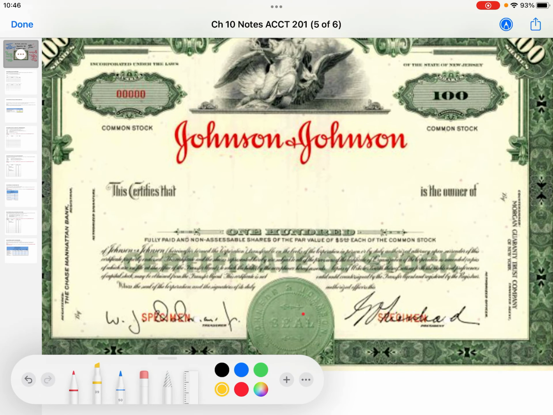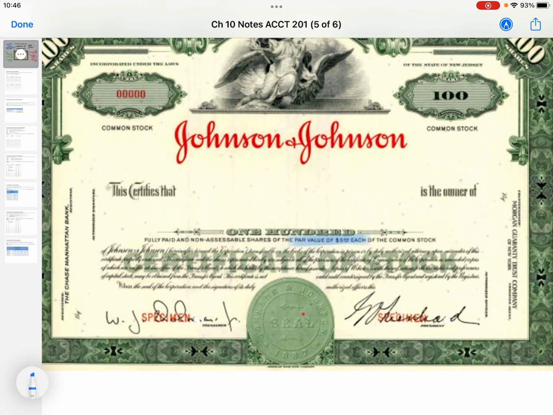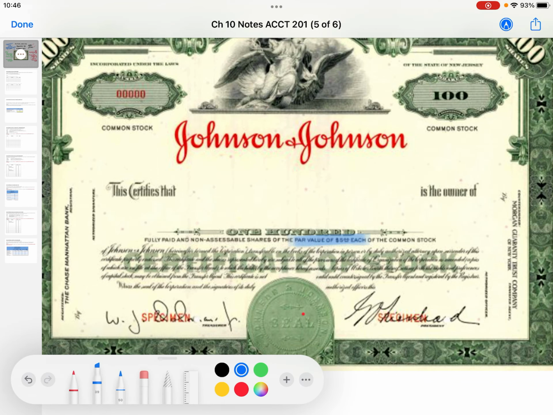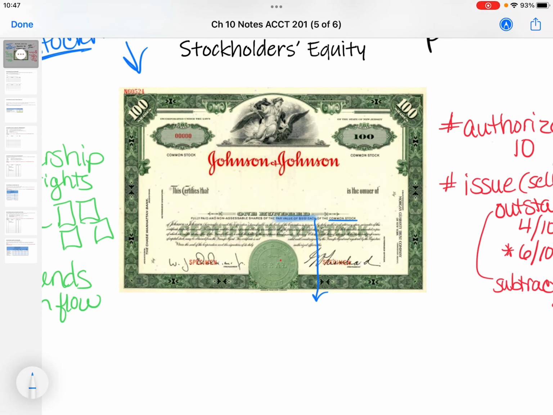So let me highlight this. I'm not sure if it's going to show up, but there's the par value. It says $5 each. So this is a share, this is common stock here. So I can see that this says common stock. So let's write this down here so that we can see this. It does have a par value of $5.